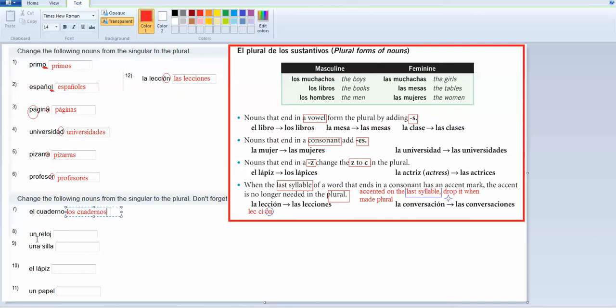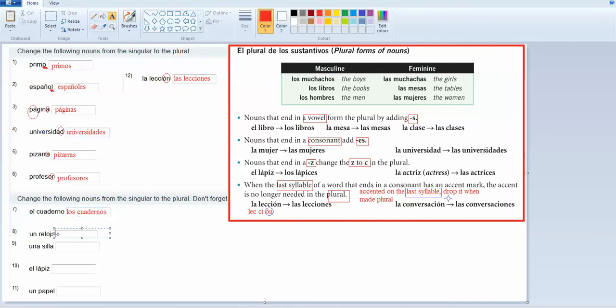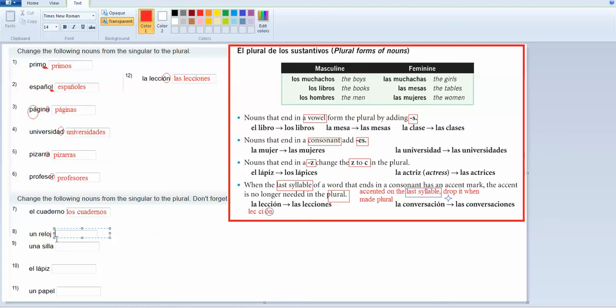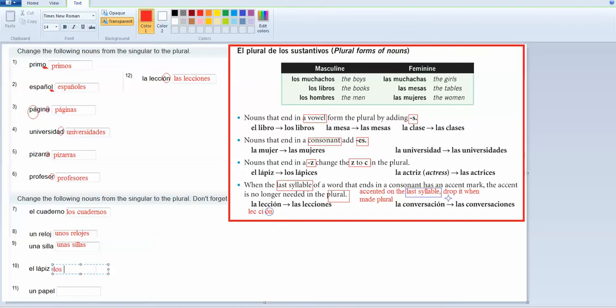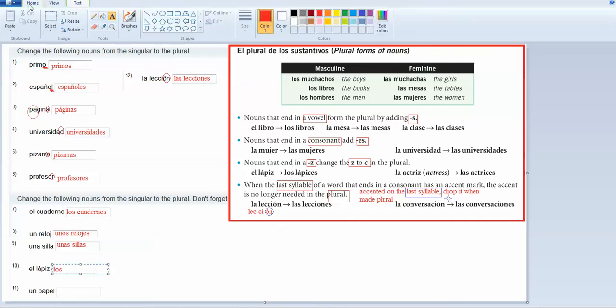Okay, un reloj, that ends in a consonant, so I'm going to add an es to reloj, and I'm going to change my un to unos. Unos relojes. Silla, I'm going to change my una to unas and my silla to sillas. Lápiz, I'm going to change my el to los. Now, lápiz has an accent, but again, the accent comes in the first syllable, not the last, so I'm going to keep my accent.